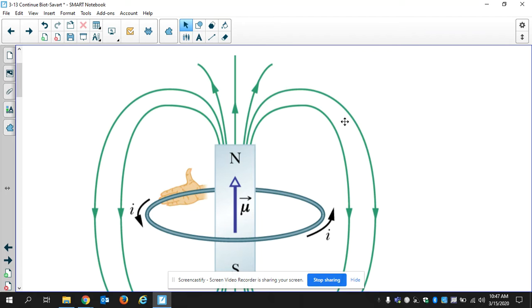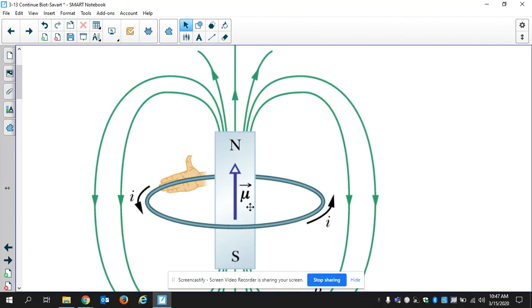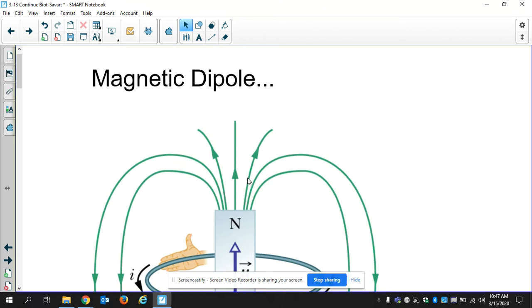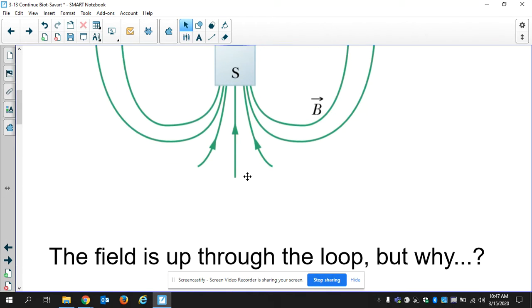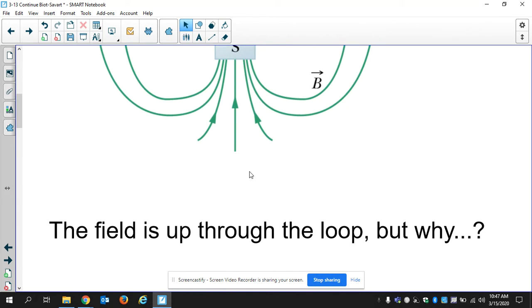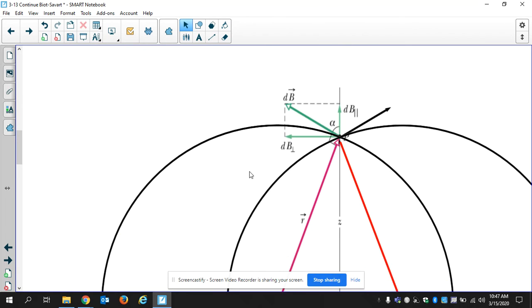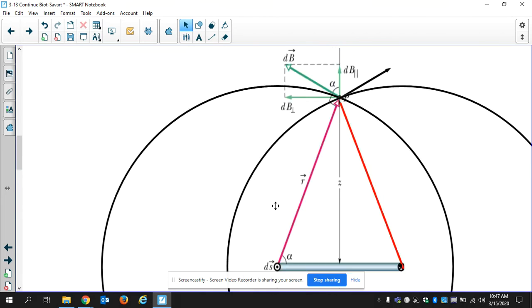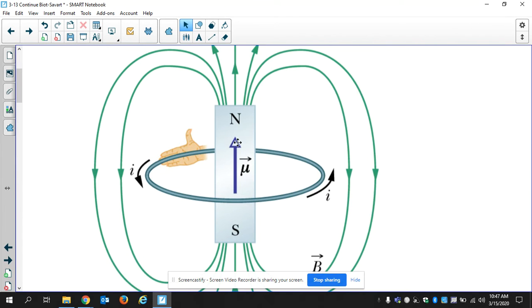So when we talk about this, if we have a magnet that could move in through a loop, it would induce a current that would be going this way. And the ability to do that is called the magnetic dipole or magnetic dipole moment. And so the field's up through the loop. And if you imagine the loop that has a current running through it, it's going to behave exactly like a magnet with the north end here and the south end here. And that's what we're trying to explain: why is that going to happen?